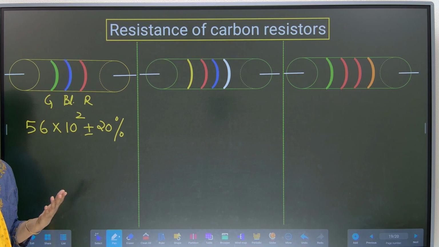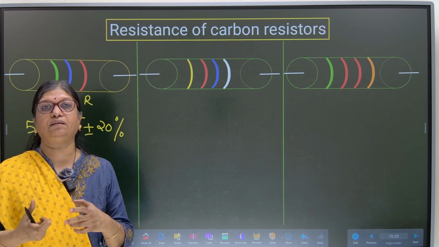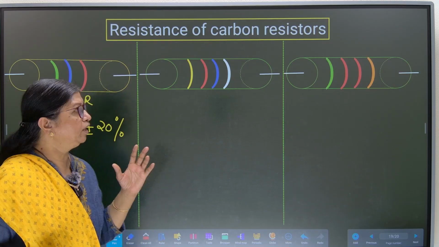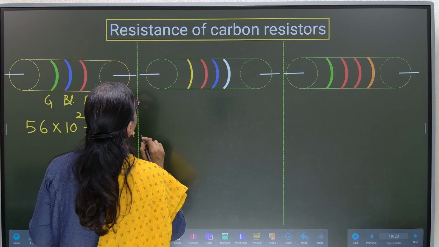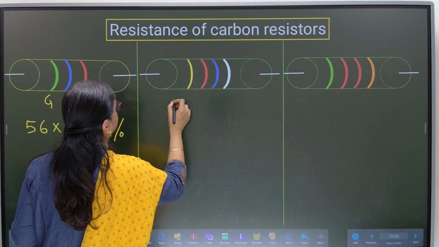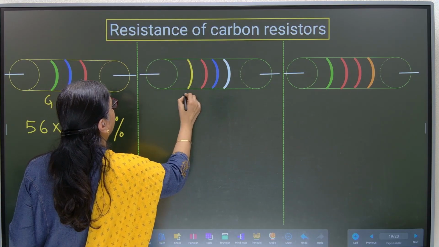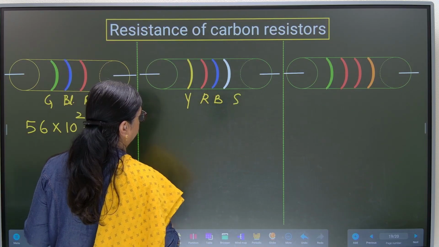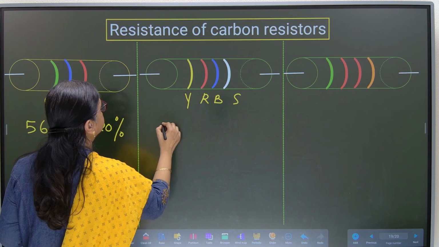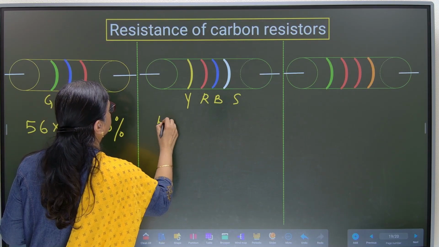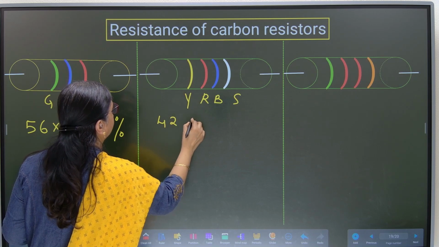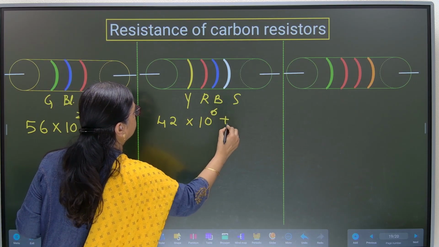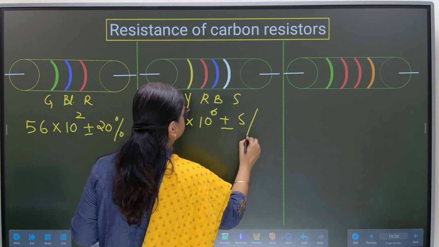So this way, even if you forget the color code, using the fun trick, you can find out the values of the color. Fine. Similarly, we go to the next color band, that is yellow, red, blue and silver. Fine. Yellow is 4. Red is 2. Into blue, just now we found or we remember 10 raised to 6. Plus or minus silver, 5% tolerance.